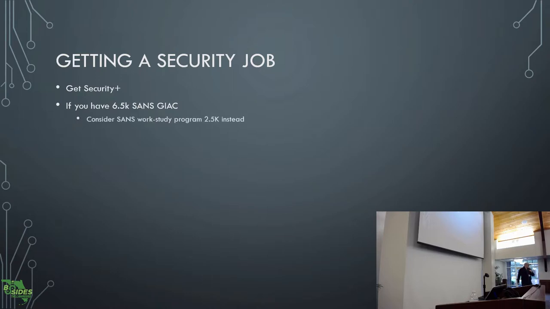One workaround that I was able to do is I did the SANS work study. It comes out to about $2,500. If you go online and look up SANS work study, you can apply for this. If you get lucky enough to do it, I would suggest doing it. Why? That is a great bargain. I'm not doing the math right now, but 2.5 out of 6.5, that's a heck of a lot of savings.